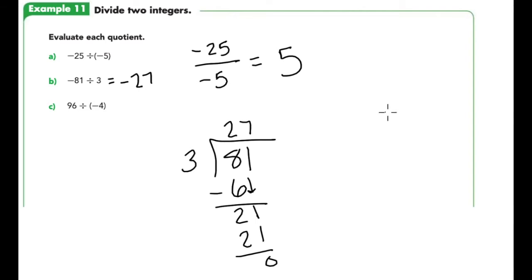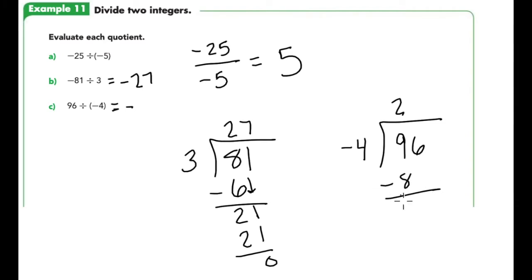And for C, we had 96 divided by a negative 4. Again, the signs are different. So we have two integers with different signs, which means our answer is going to be a negative. 4 goes into 9 twice. We're left with 16, and 4 goes into 16 4 times. So that leaves us with a negative 24 as our answer.